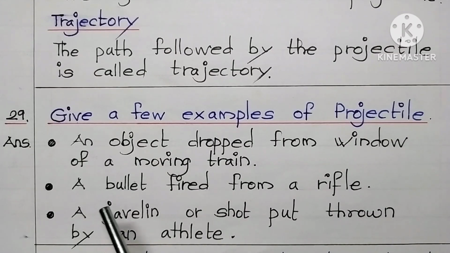Second one is a bullet fired from a rifle. Third one is a javelin or shot put thrown by an athlete.